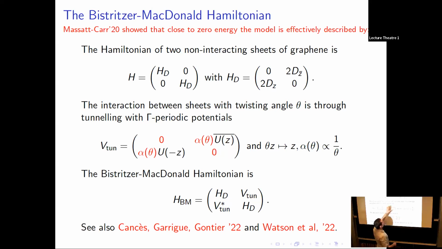So by some rescaling of the z coordinate, you get that your alpha, the parameter in front, is now proportional to 1 over theta. So alpha is the parameter we will talk about from now on, and you have to remember it's inversely proportional to the twisting angle. Okay, so this is the model that we're interested in.